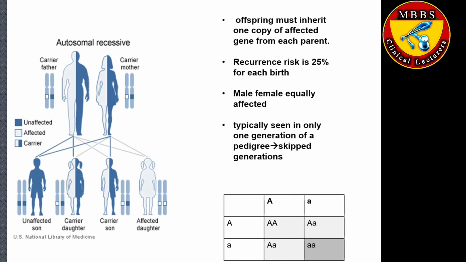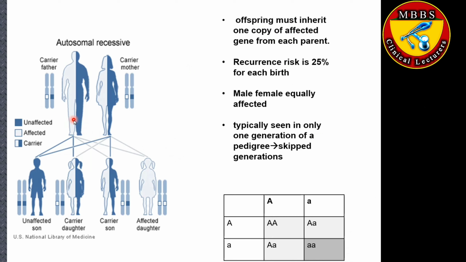Then we move towards autosomal recessive disorders. These make up the largest category of the Mendelian disorders, and they occur when both alleles at a given gene locus are mutated. Remember, in autosomal dominant we said the heterozygous state, but here both the alleles are mutated and they are recessive. Here the characteristic is that offspring must inherit one copy of the affected gene from each parent.